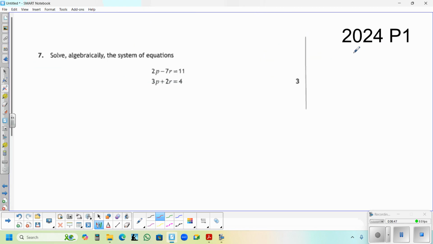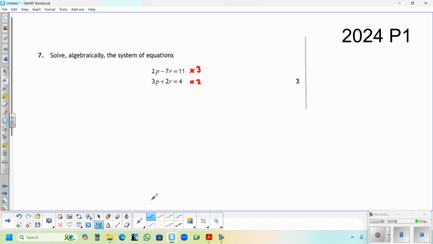Last year, or at the summer, this question came up in paper 1, so no calculator allowed, it's worth 3 marks. So the first thing you've got to do is make the decision, are you going to eliminate P or are you going to eliminate R? So we'll just stick with eliminating the first letter. That's a 3, so I'm multiplying that top equation by 3. That's a 2, I'm going to multiply that equation by 2.